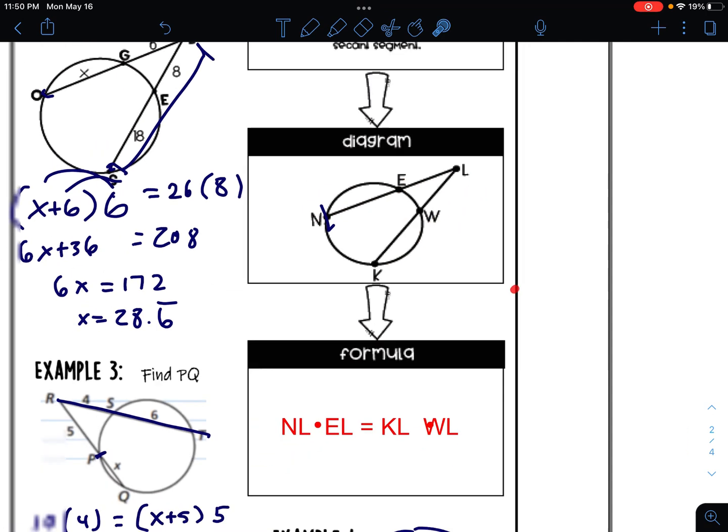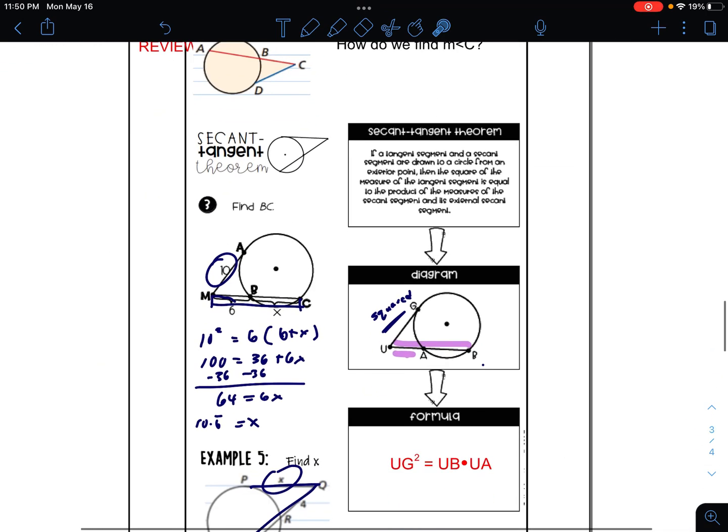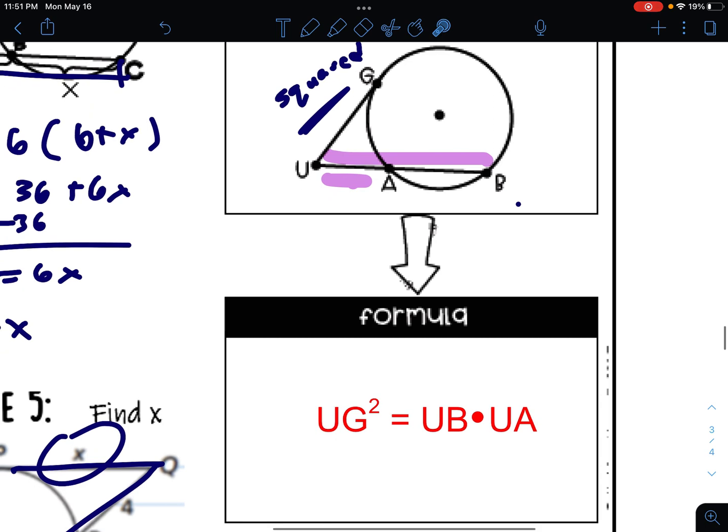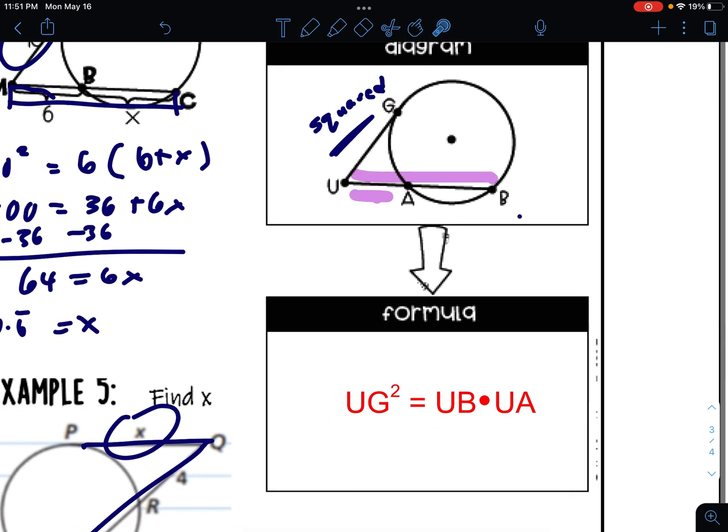And then last but not least, we have a tangent. We would square the tangent and set it equal to the outside times the whole. So you have 3 different scenarios to look out for as you're going through and working. Just make sure you're looking at the right one.